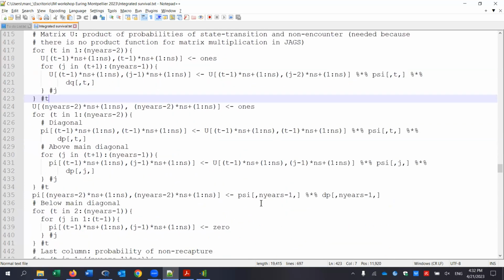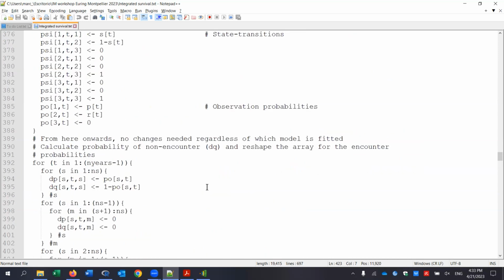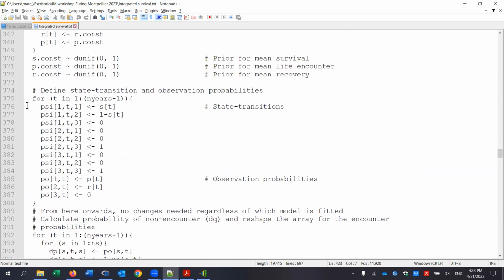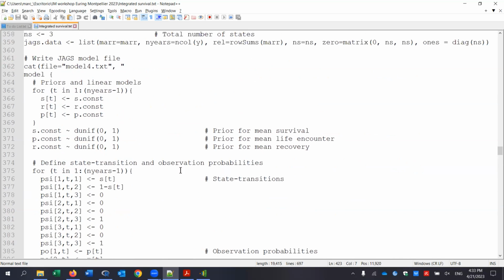But that's written in a very general way. So whatever kind of multi-state model you want to fit, you don't need to touch this. That's always the same. If you change the model, you only really have to change these state transitions. All the rest is the same. Then what else? Initially these parameters, survival, recapture, and recovery, were time dependent. We make them constant and then give priors to them.